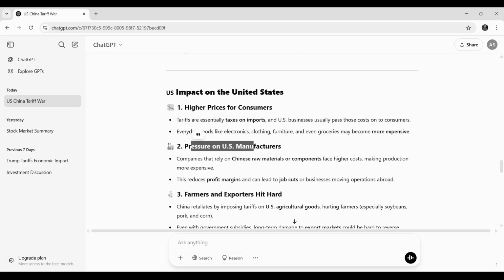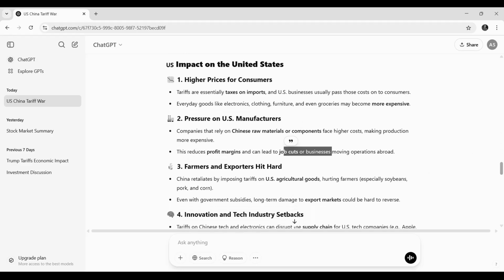Pressure on US manufacturers. Okay, companies that rely on Chinese raw materials or components face higher cost, making production more expensive. This reduces profit margin and can lead to job cuts or businesses moving operation abroad.